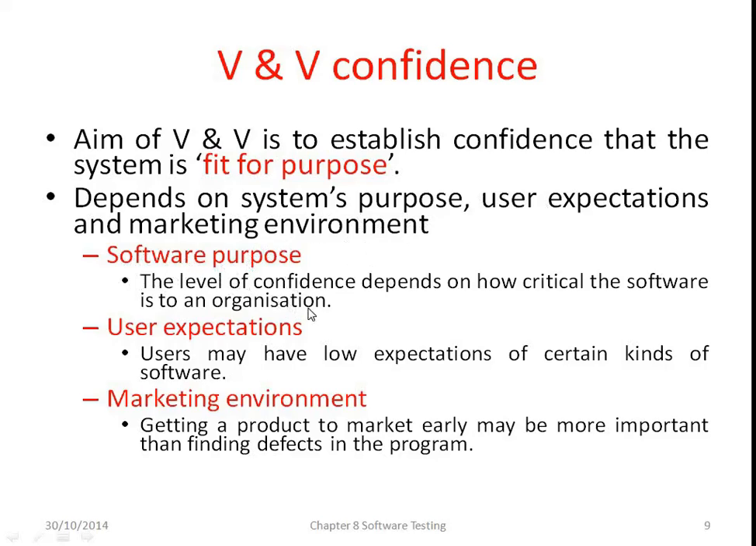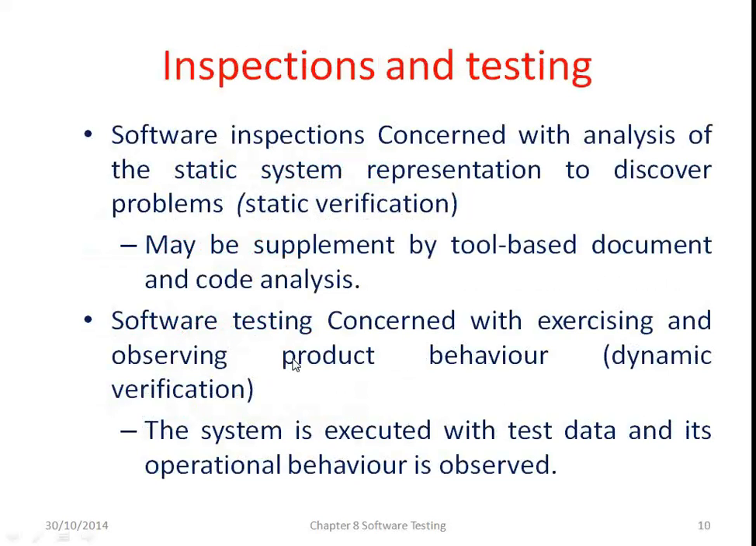Software purpose: the level of confidence depends on how critical the software is to an organization. User expectation: users may have low expectations of certain kinds of software. Marketing environment: getting a product to market early may be more important than finding the defects in the program. So the next term is inspection and testing.